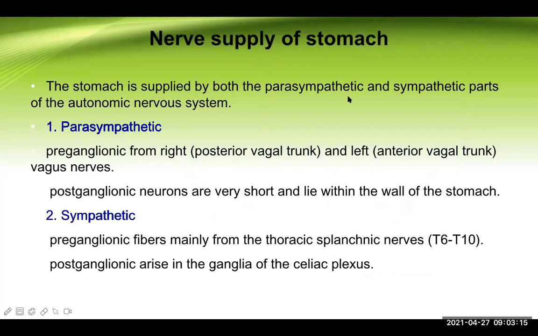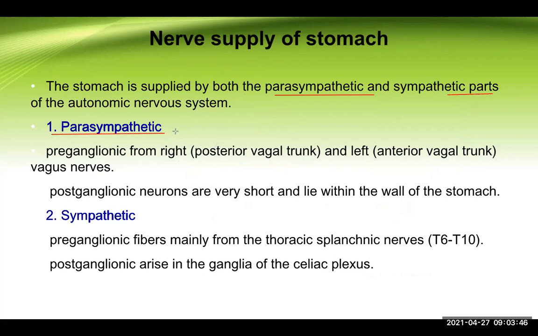Now, what is the nerve supply of the stomach? Remember, the stomach is a visceral organ. Having said that, you already know the autonomic nervous system is responsible for the nerve supply of the stomach. All types of visceral organs are supplied by the autonomic nervous system. So it has both parasympathetic and sympathetic nerve supply. Now, where does the parasympathetic nerve supply come from? It comes from the vagus nerve.